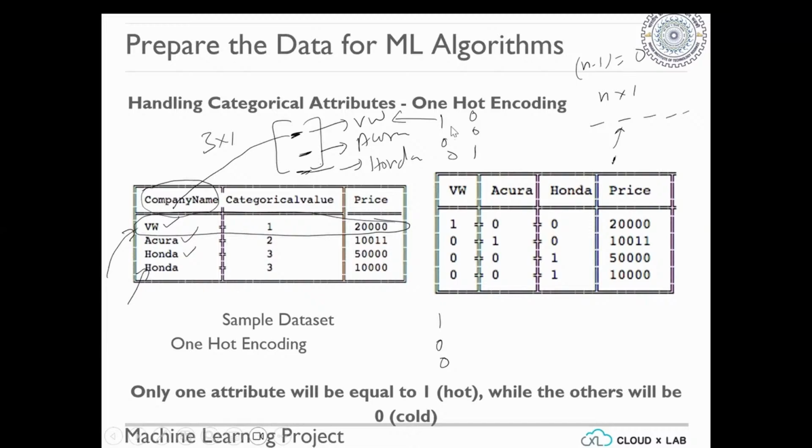This encoding is called one-hot encoding because in this binary vector all entries are 0 except exactly one entry, which is 1. So we will have exactly one 1 in this one-hot vector. That's why it is called one-hot encoding.